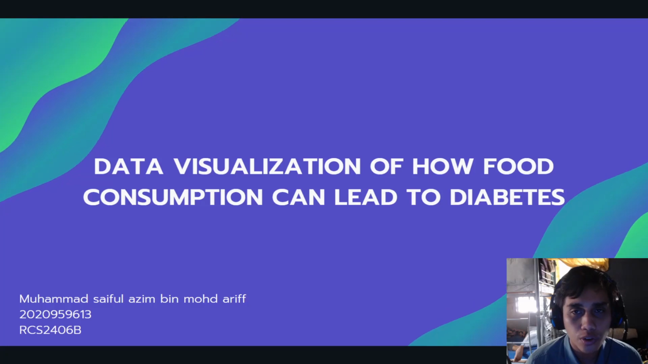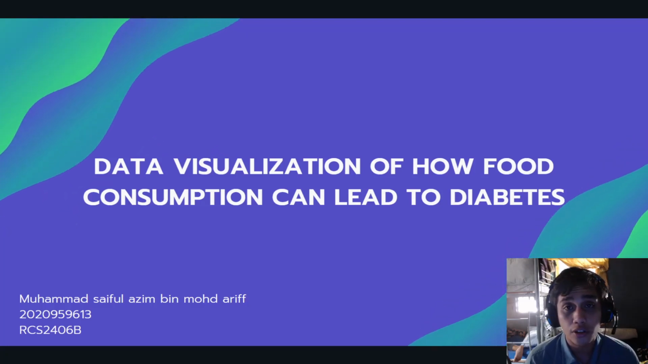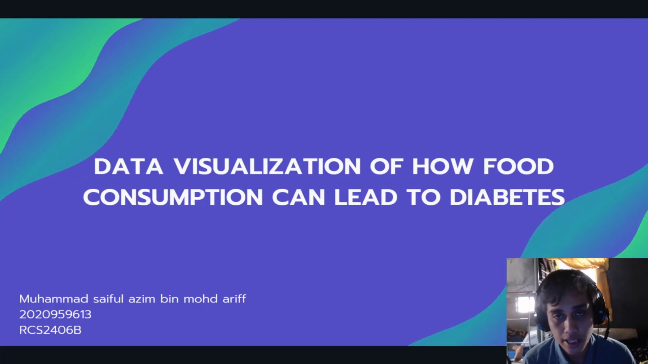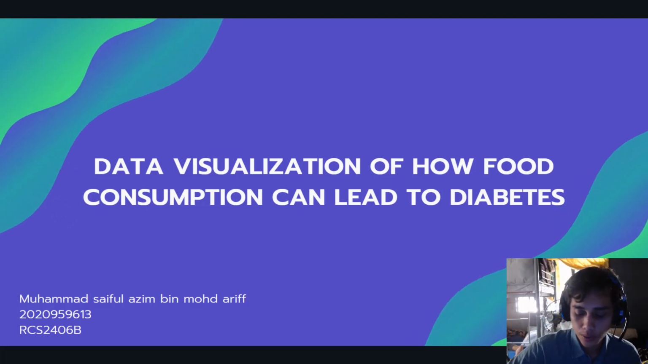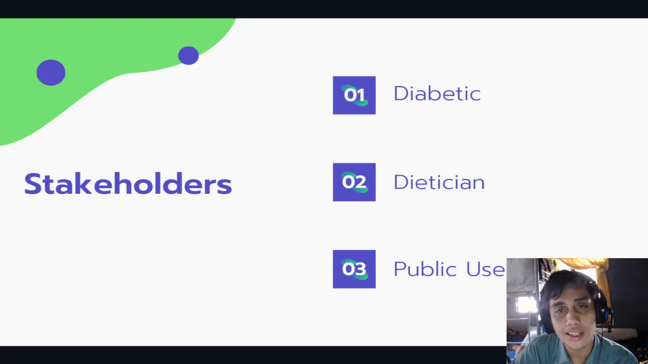I'm from RCS240 CSP, and I'll be presenting about data visualization of how food consumption can lead to diabetes for subject CSP650. So let's jump to the first one, the stakeholders. I want to talk about stakeholders. There are three stakeholders, which are diabetics, dietitians, and public users.